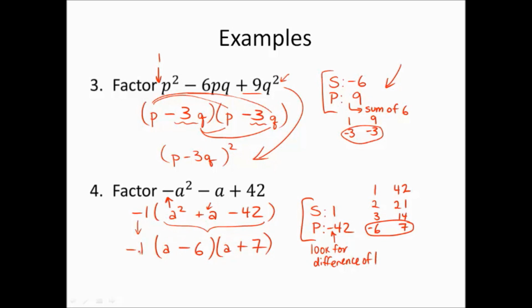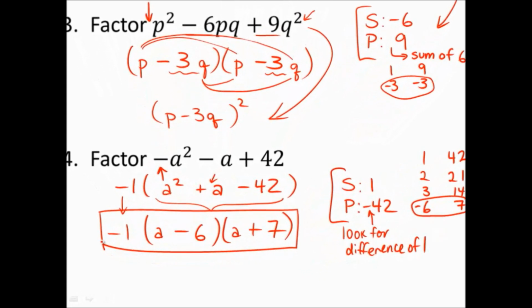You can check your work. Remember, you can only multiply out 2 at a time, so you could multiply these out, see if that equals that, then multiply the -1 in. Here we have our completely factored form.